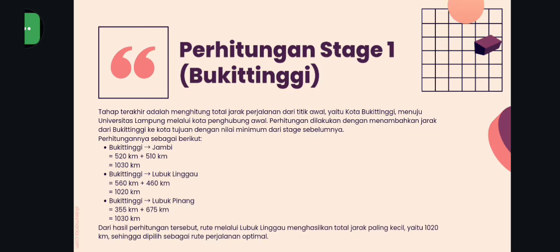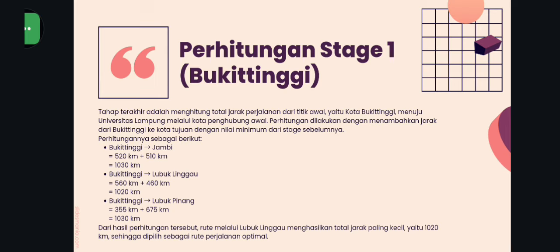The final stage is calculating the total travel distance from the starting point, Bukittinggi city, to the University of Lampung via the initial connecting city. The calculation is done by adding the distance from Bukittinggi to the destination with the minimum value from the previous stage. The calculation is as follows: Bukittinggi to Jambi 520 kilometers plus 510 kilometers equals 1030 kilometers.